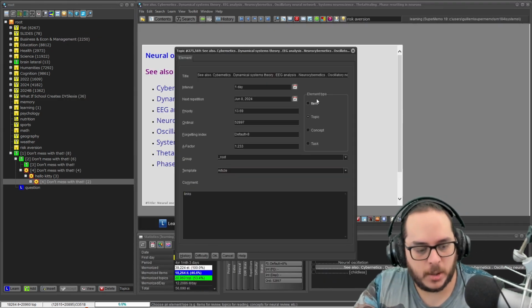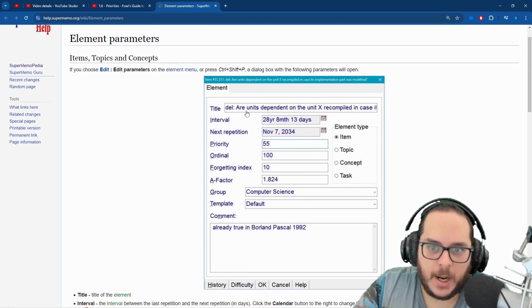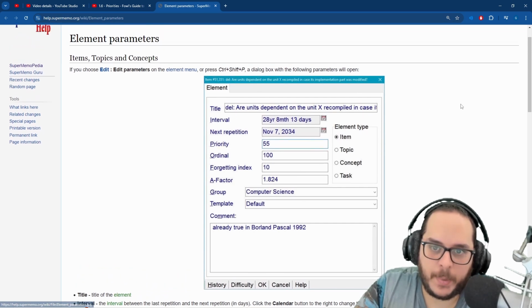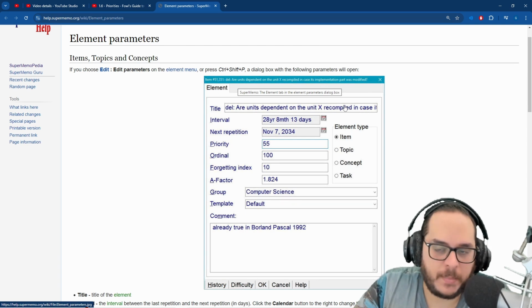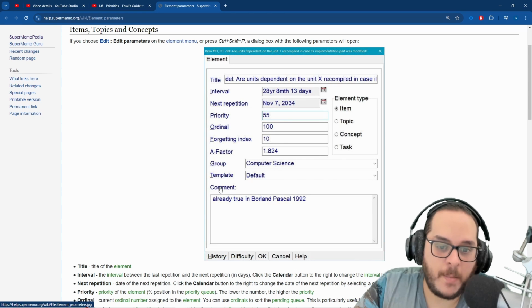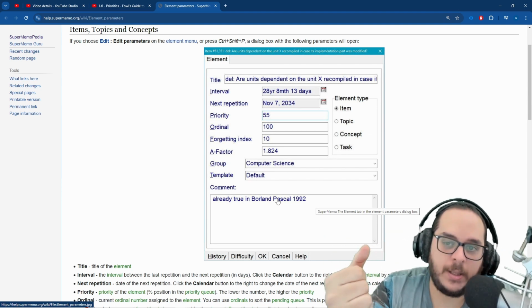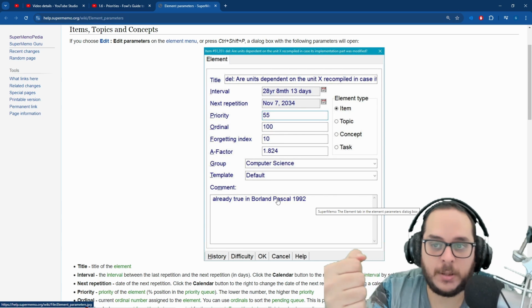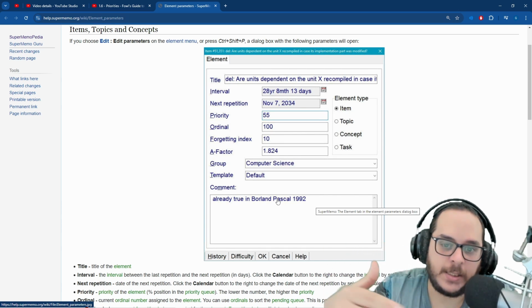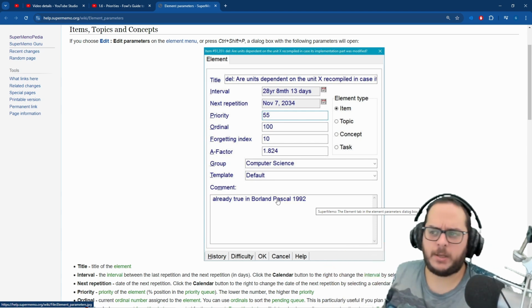Let me share one example from Wozniak. He has this question: are units dependent on the unit X recompiled in case its implementation part was modified? It's something about coding, about an old programming language. And now the comment says, are they true in Borland Pascal 1992? It's like extra information. It's not in the question or the answer. It's extra information, and perhaps it's for your future self.